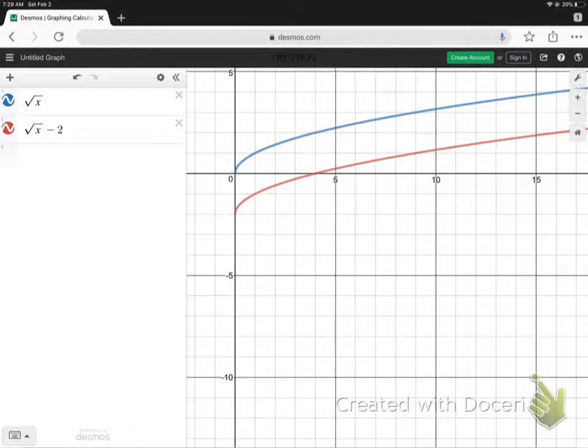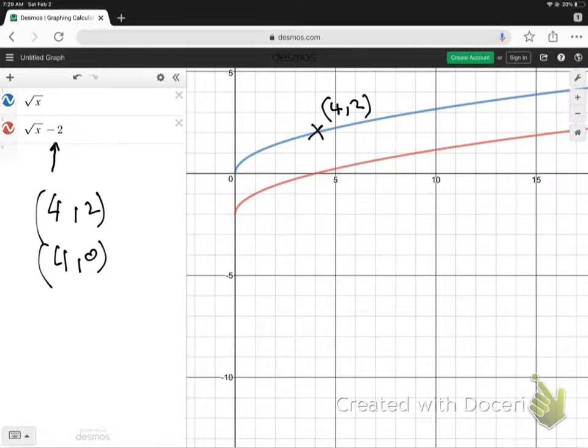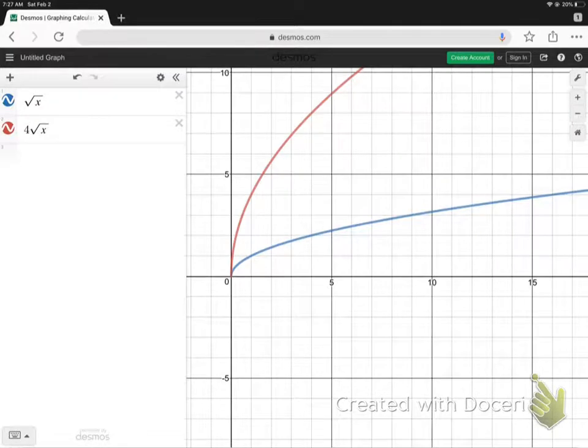Right, here we go. Okay, this one, this is the up and down movement, which means you're going to be changing the y coordinate. So again, if this is (4, 2), if I go down 2, then (4, 2) becomes (4, 0). I just subtracted 2 only from the y coordinate, and there it is.